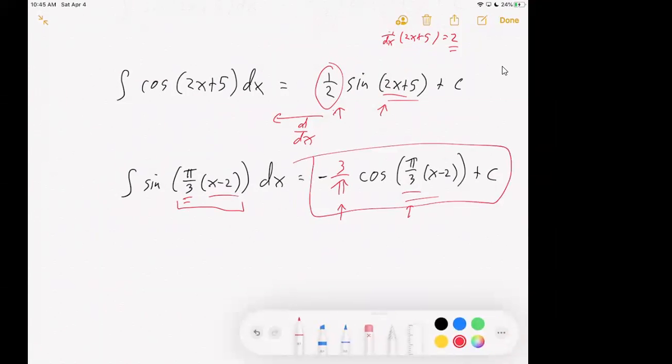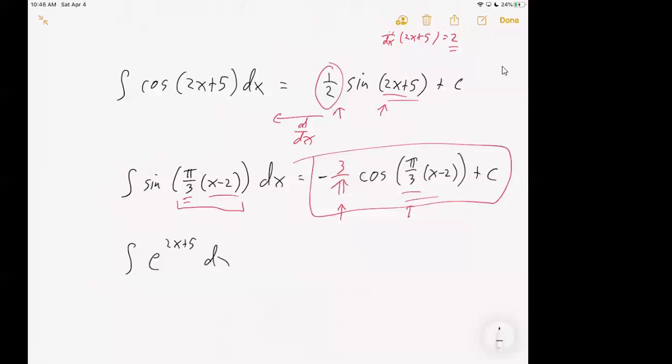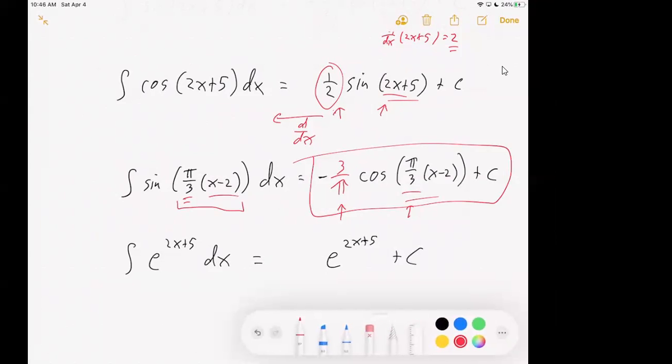Okay, let's do another one of those. Let's do E. Whenever there's an E, you know it's going to be easier. We love E. Go ahead and see if you can figure that one out. Okay, the antiderivative has to have e to the 2x plus 5 back again, plus c, and then we need a correction factor. The derivative of all of that will be 2, so my correction factor is 1/2.